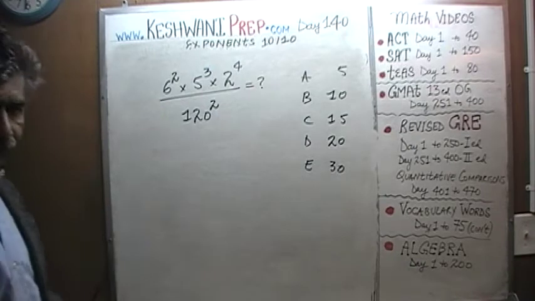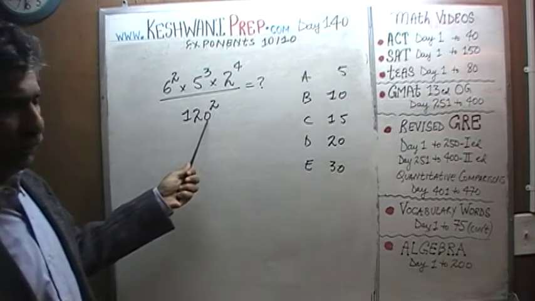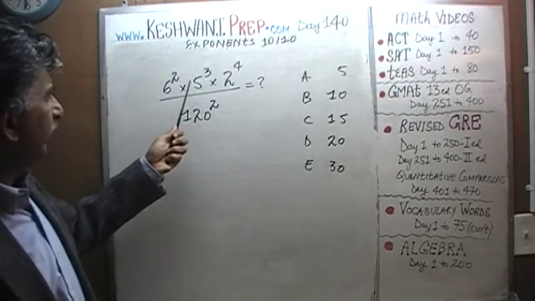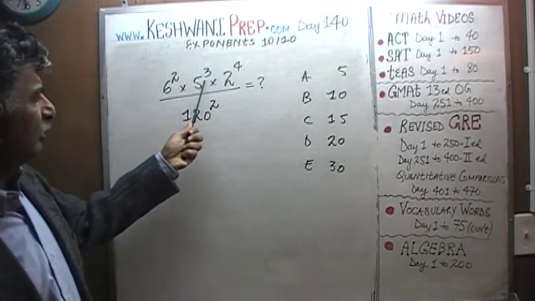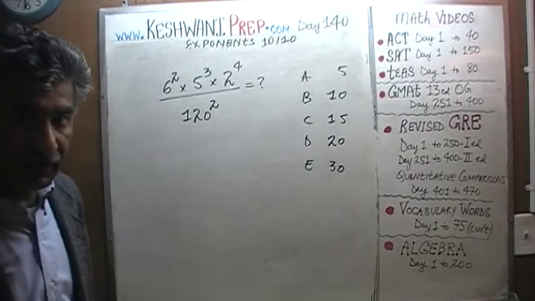Alright. Here's the trick to it. We see 120 squared. We see a square at the bottom. This quantity is already squared. If we can somehow convert the numerator into some sort of a square quantity, it might get us someplace.